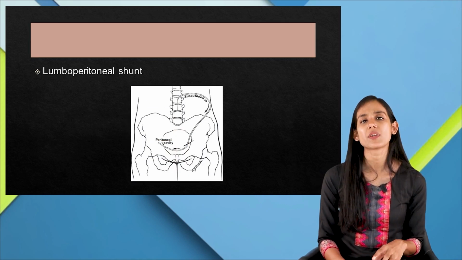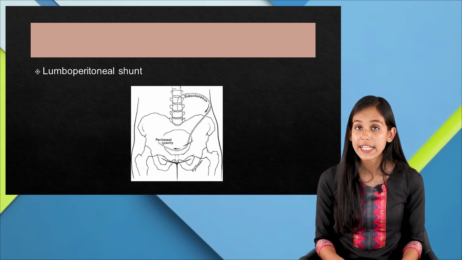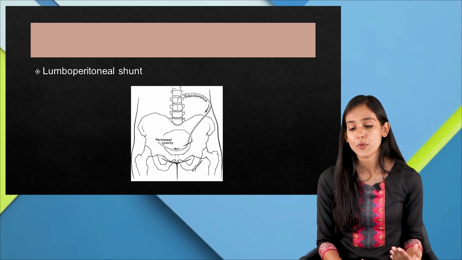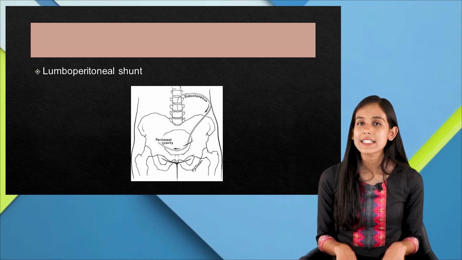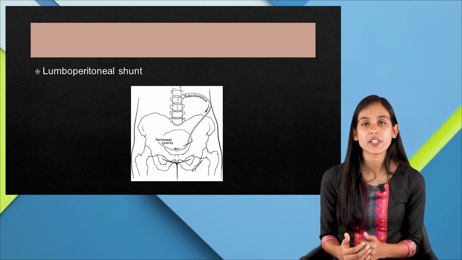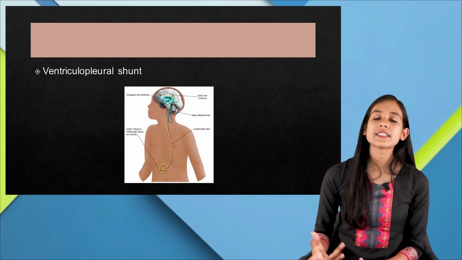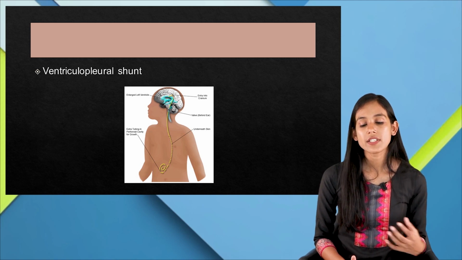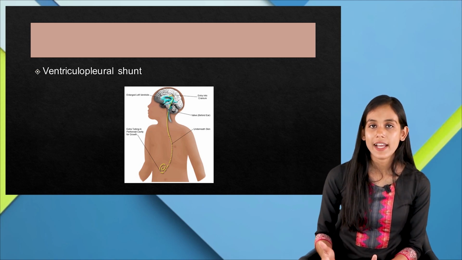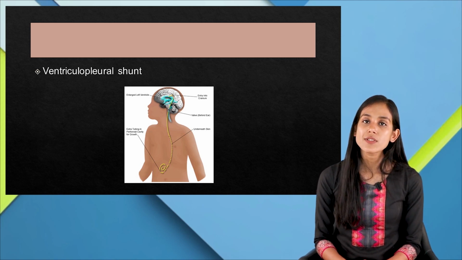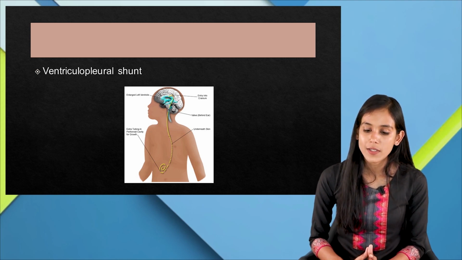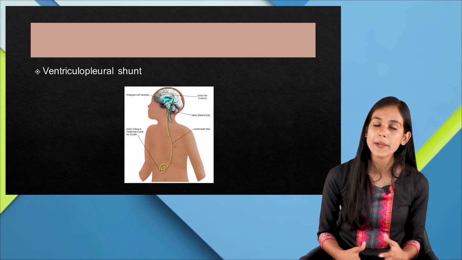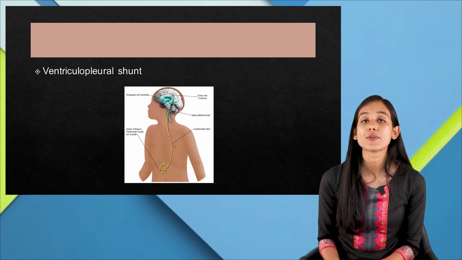Now this is used only if there is communicating hydrocephalus, or if there is CSF fistula or pseudotumor cerebri. Only in these cases is the lumboperitoneal shunt used. And then there is also one more thing called the ventriculopleural shunt. Now this is a second line surgical management. So if all the other shunt types are contraindicated, in that case only they go for a ventriculopleural shunt.